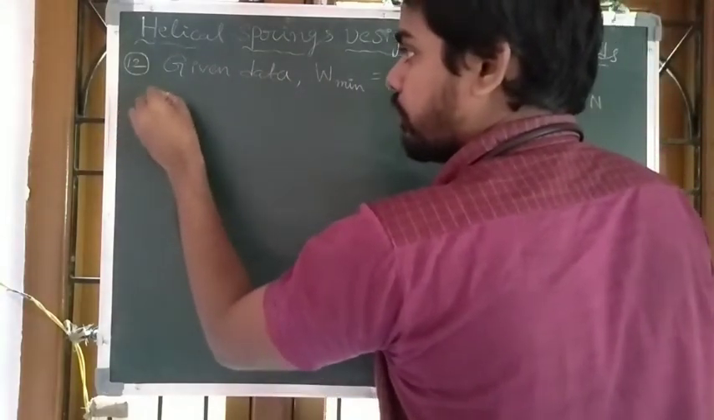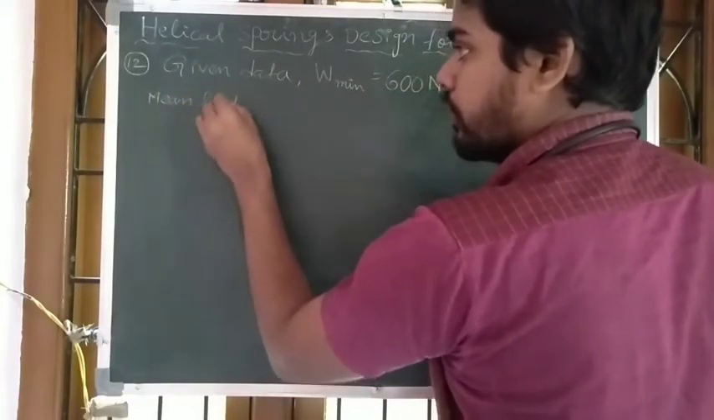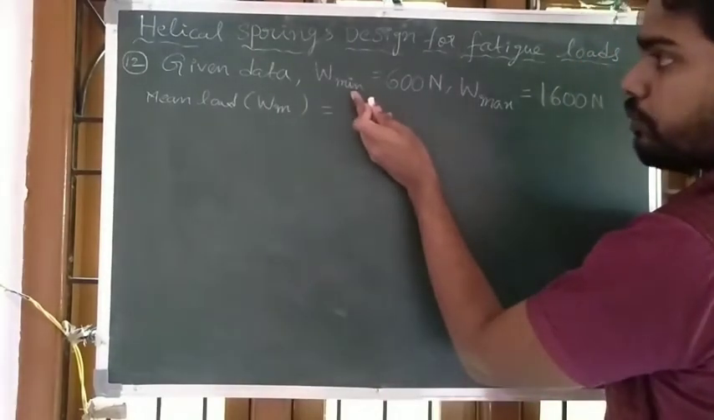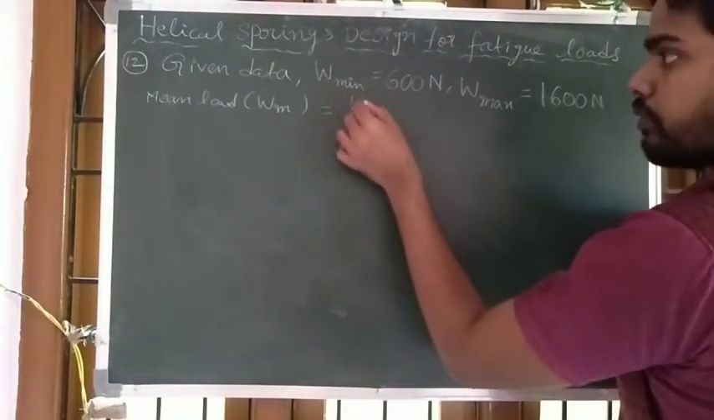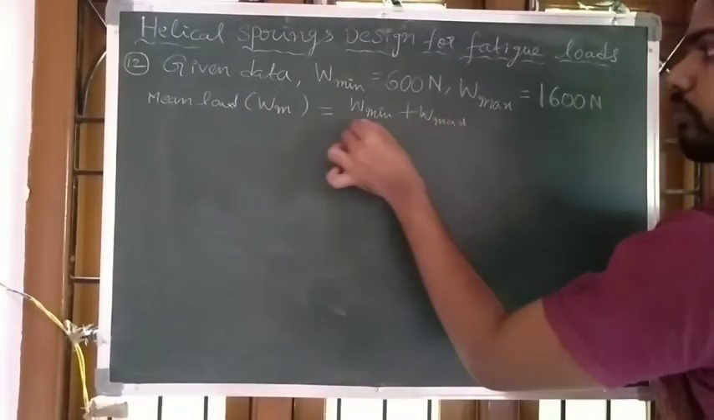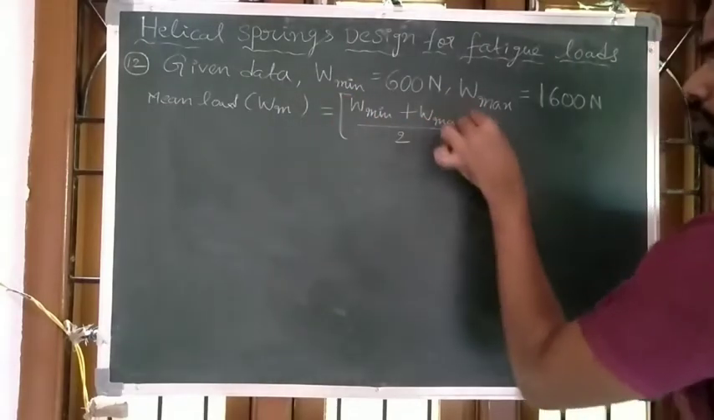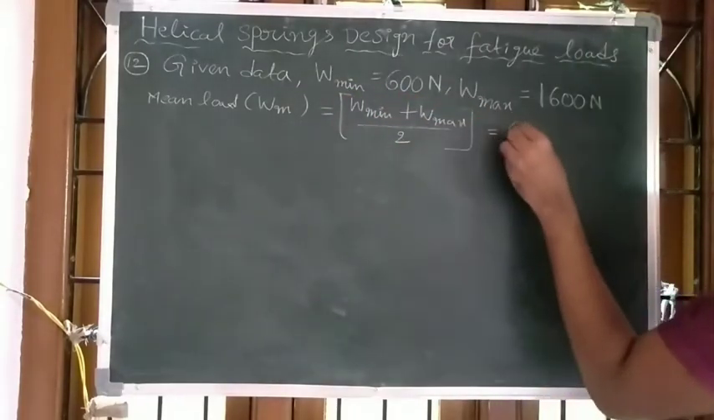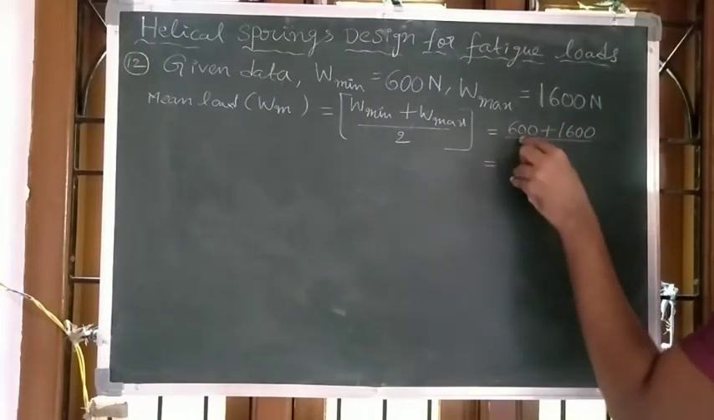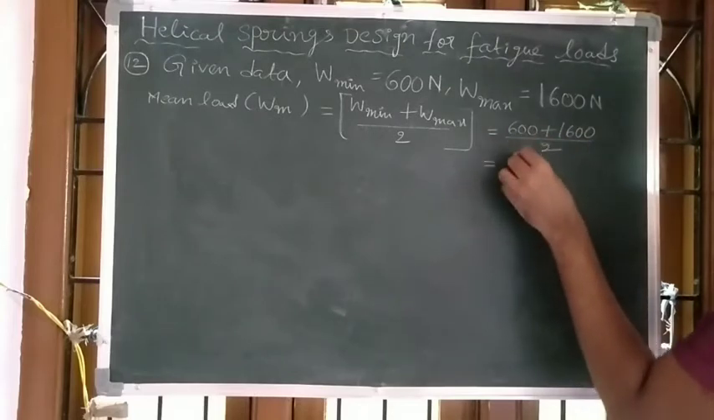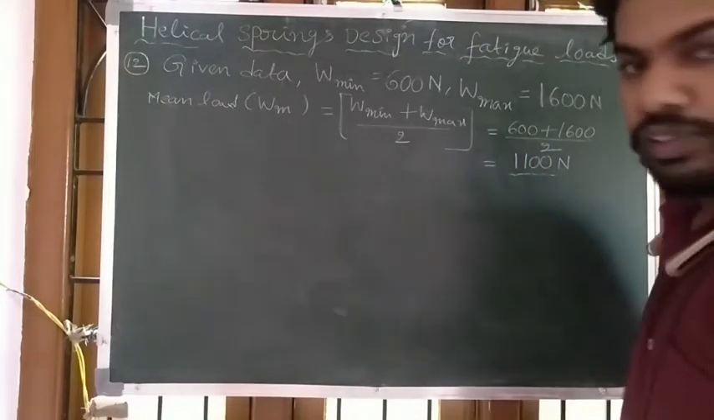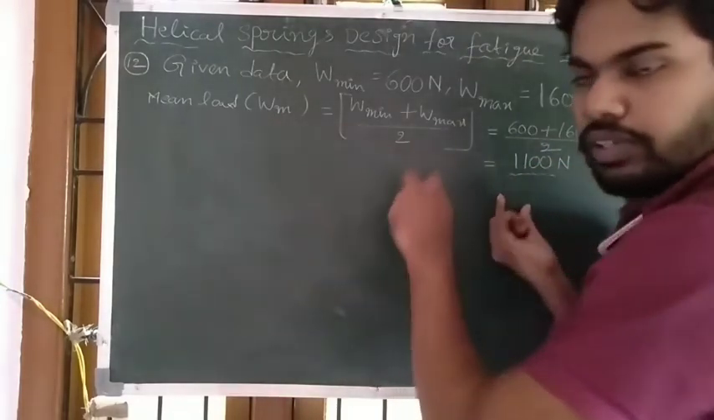Now calculate the mean load and variable load. The mean load, denoted by W m, or average load, is equal to minimum load plus maximum load divided by 2. So 600 plus 1600 is 2200, divided by 2 means 1100 newtons. So the mean load is equal to 1100 newtons.